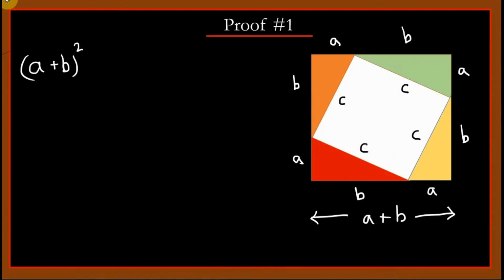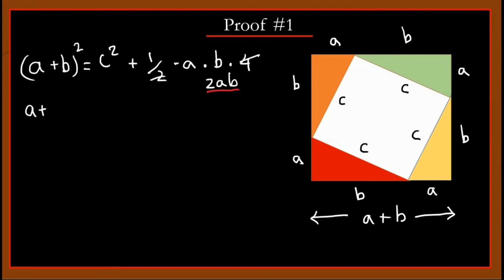It is equal to c square plus the area of one triangle, which is 1 by 2 multiplied by the smaller side a and longer side b. But we have 4 triangles, so everything is multiplied by 4. And after simplification, we have 2ab. We have a plus b the whole square equals c square plus the area of 4 triangles, which is 2ab.